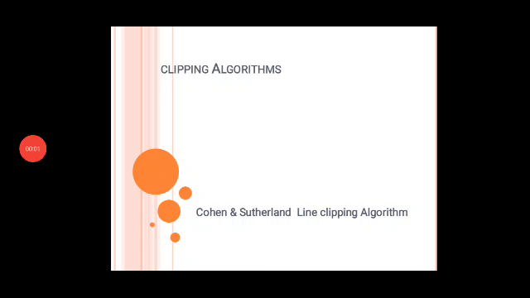Hello friends, in the last class we started with module 3. Under that we discussed 2D clipping and clipping algorithms. We saw two different clipping algorithms: one is point clipping and the second is a general line clipping algorithm. Today we are going to see the second line clipping algorithm, that is the Cohen and Sutherland line clipping algorithm.